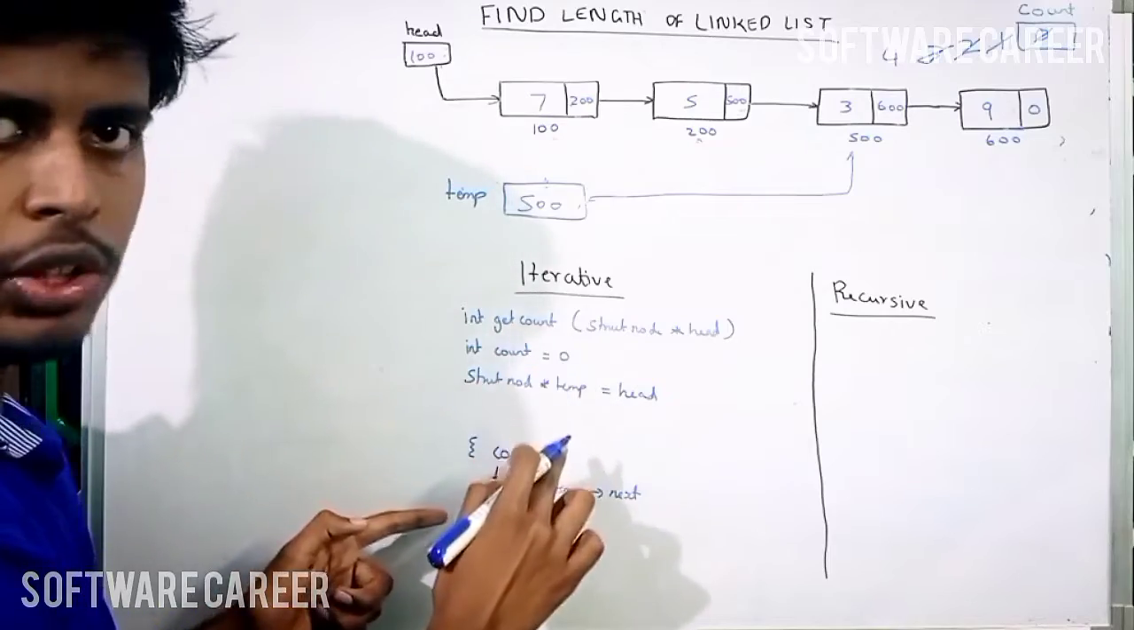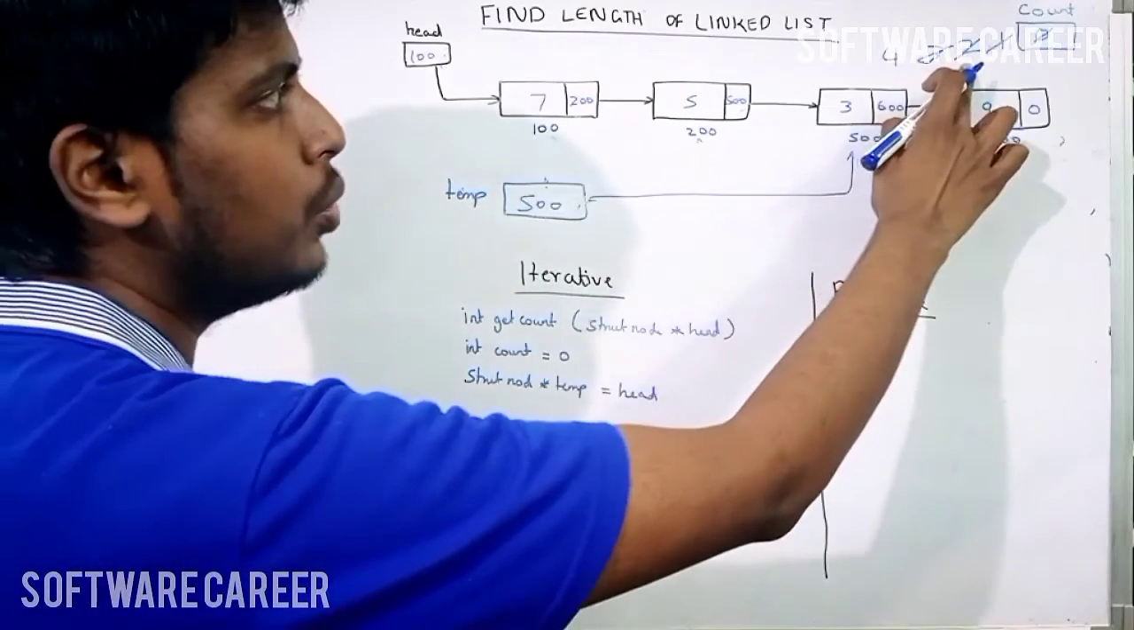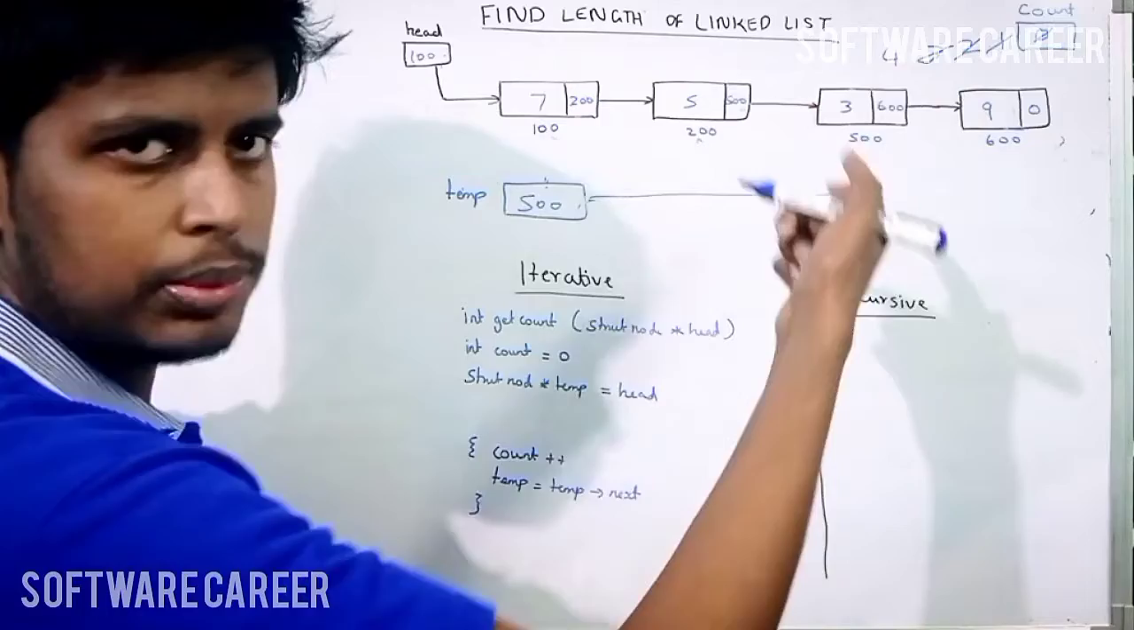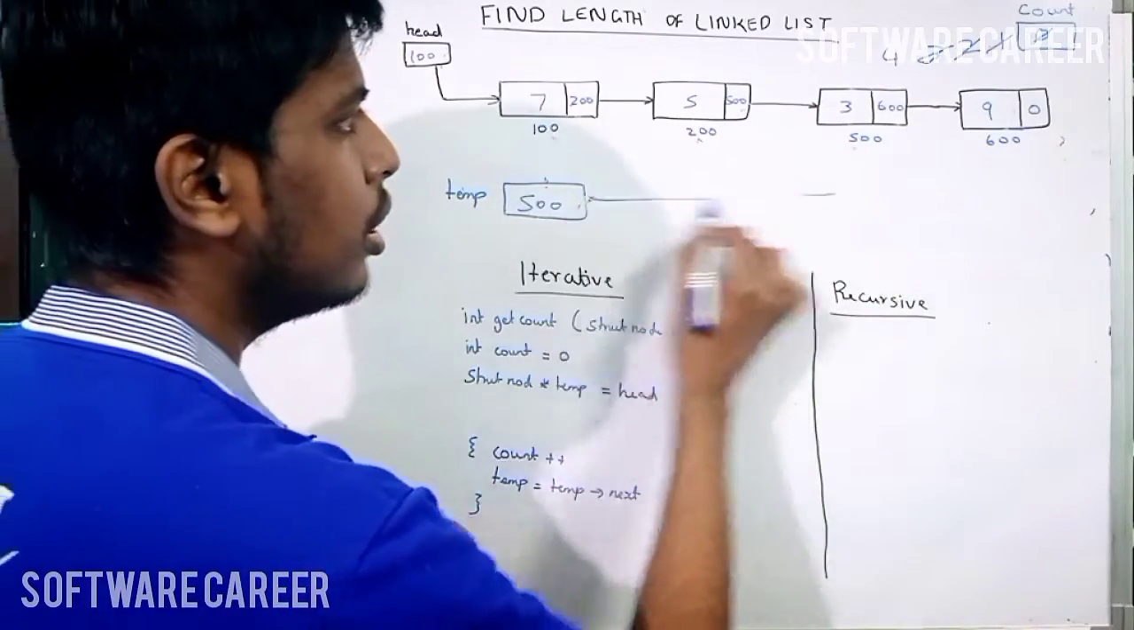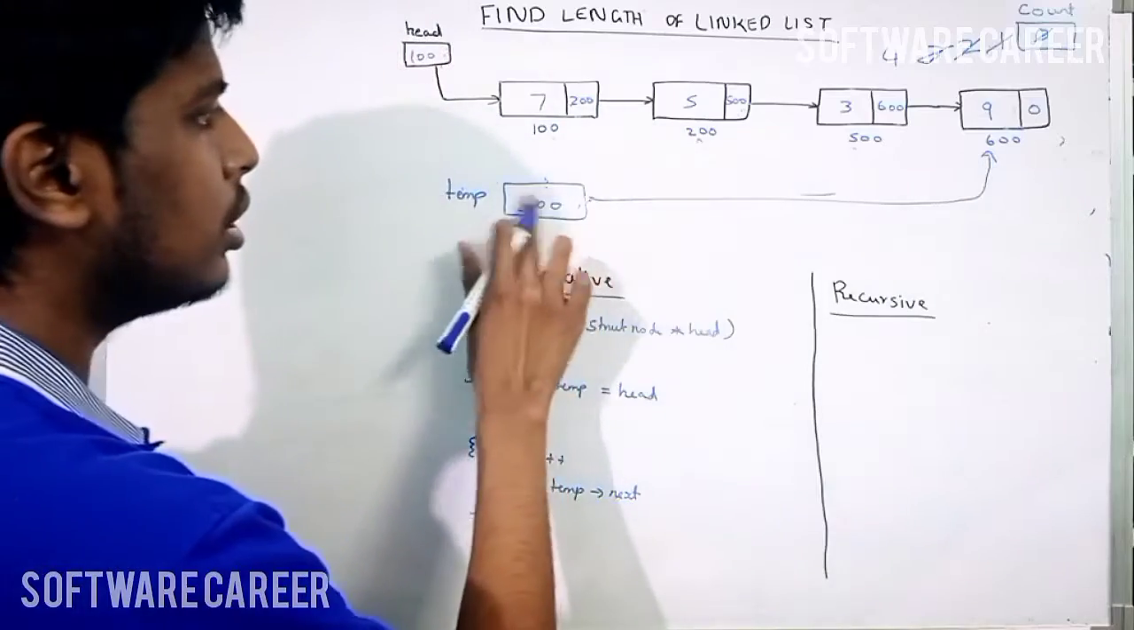Then again you should follow the same step. Now count is 2. You should increase the count value by 1, so it becomes 3. Then temp equals temp next. It's pointing here, so this is 600.